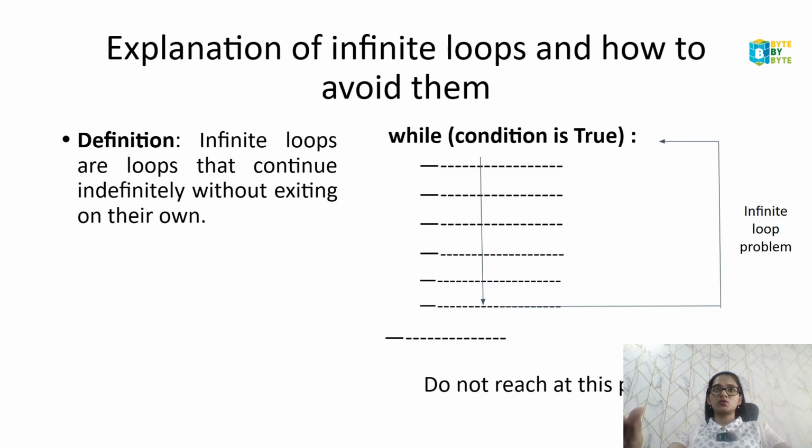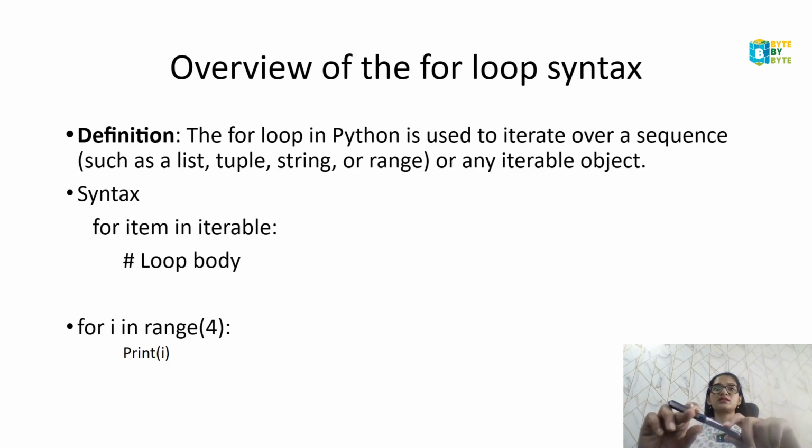Okay. So let's see what happens next. Now the next loop that we are going to see is an overview of the for loop. This particular loop is again very important. The for loop in Python is used to iterate over a sequence or any iterable object. Before going into our formal definition, I will give you one example. Just consider a teacher taking attendance. So what happens when the teacher is taking attendance?